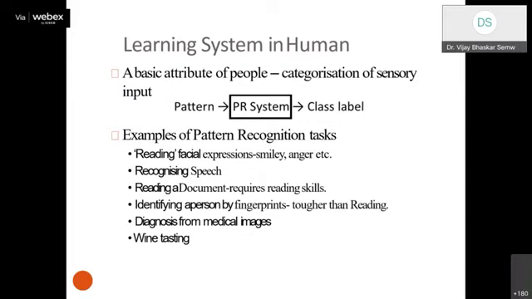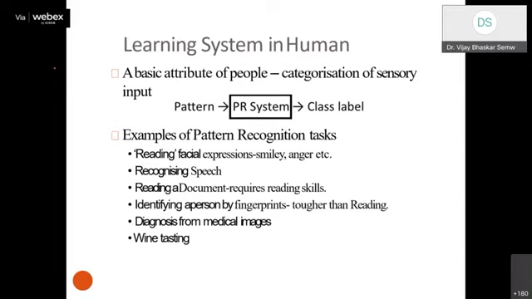Whatever sensory inputs are coming, the human has this sense. We used to categorize whether it is a human being or an animal, based on input data. So, okay, you have patterns. Based on pattern, a classification system, we used to classify the data. So, examples of pattern recognition tasks, some examples which a robot also used to perform.